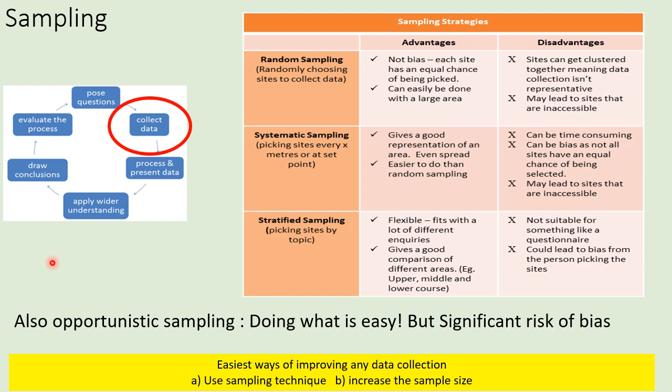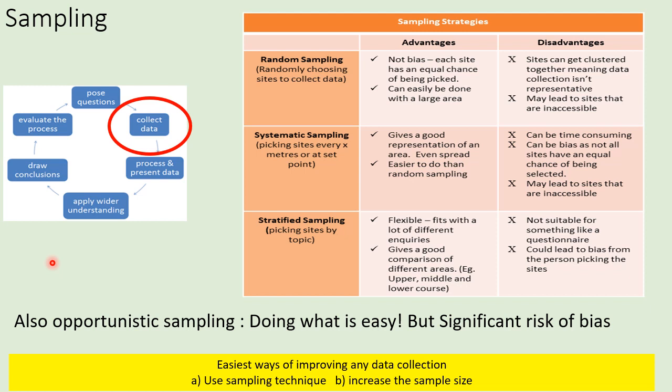And then finally, there's something called opportunistic sampling, which isn't really sampling at all. And it's basically doing what's easy. Okay, I'm going to ask these people because there's lots of them and I can't be bothered to work out a sampling strategy. The problem with doing that is I may get a very big sample size, but it's obviously very risky in terms of bias.